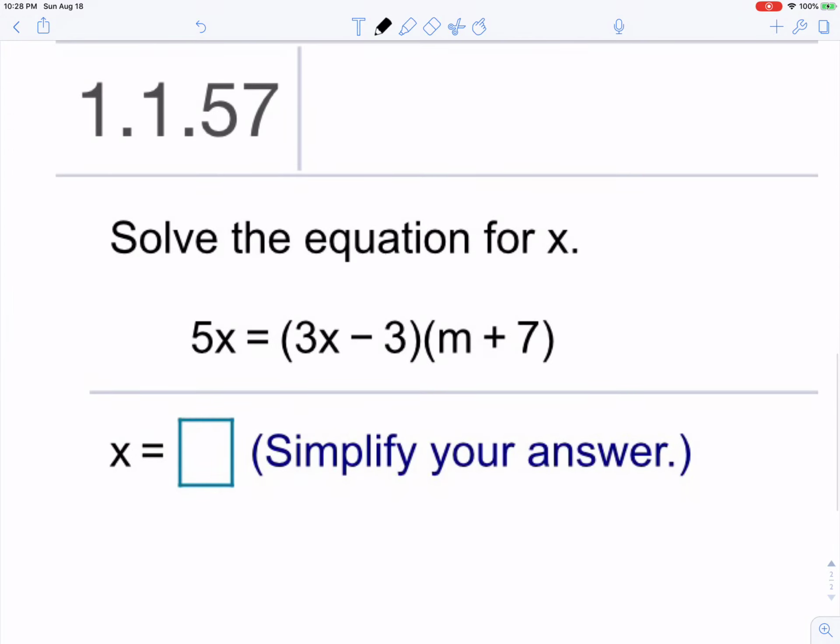So this question comes from College Algebra. It comes from our text, question 1.1, question 57. It asks us to solve the equation for x. Okay, so this is pretty straightforward. We're mostly going to be using addition property of equality and multiplication property of equality.